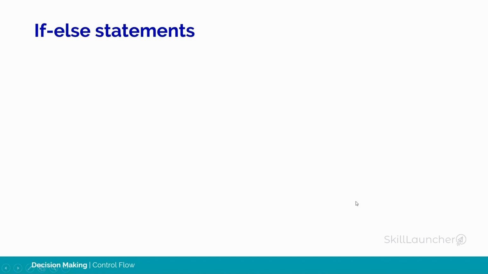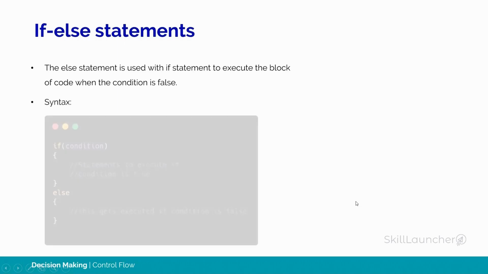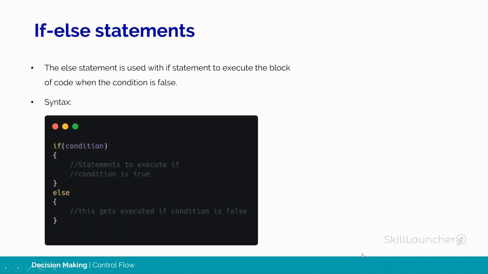Here comes the else statement. The else statement is used with the if statement to execute a block of code when the condition is false. Let's see the syntax. Only the else block gets added, everything else remains the same as the if statement. The if keyword is followed by the condition. If the condition happens to be true, then the body of the if block will be executed. And if this condition happens to be false, the else coming immediately after the if statement will get executed.